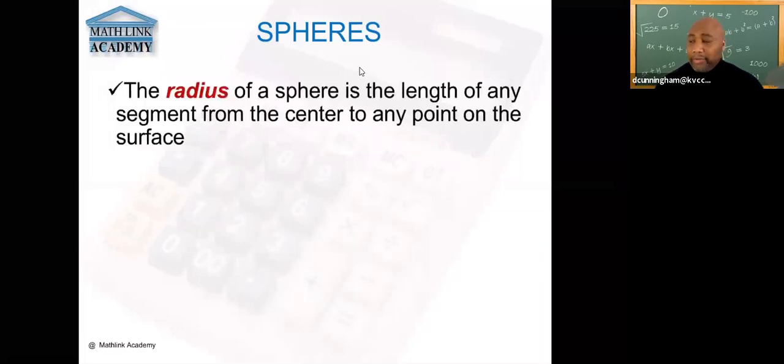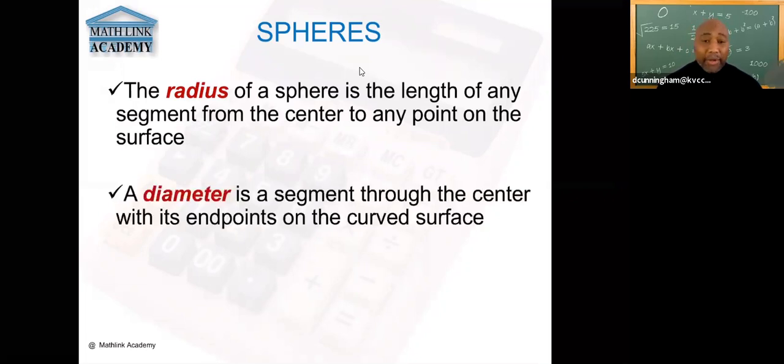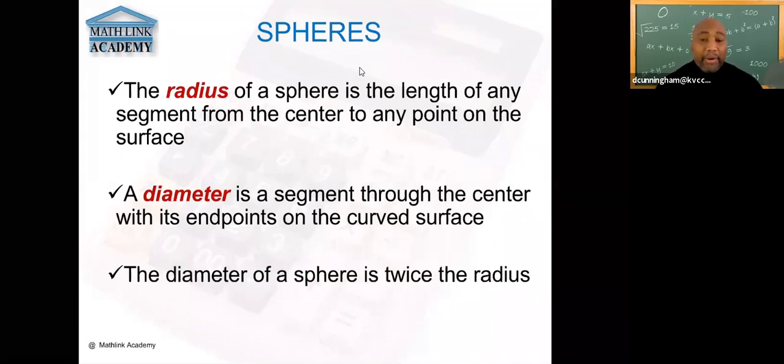Now, the radius of a sphere is the length of any segment, remember, we talked about that in the past videos, from the center to any point on the surface. So it's a segment from the center to any point of the surface. The diameter is a segment through the center with its endpoints on the curved surface. The diameter of the sphere is twice the radius.